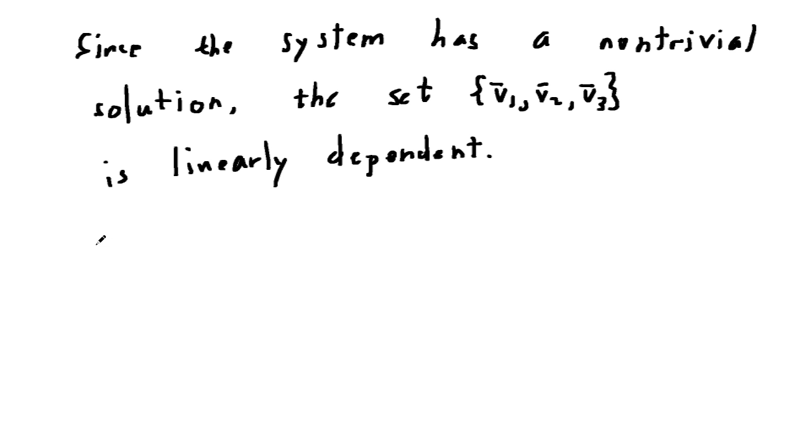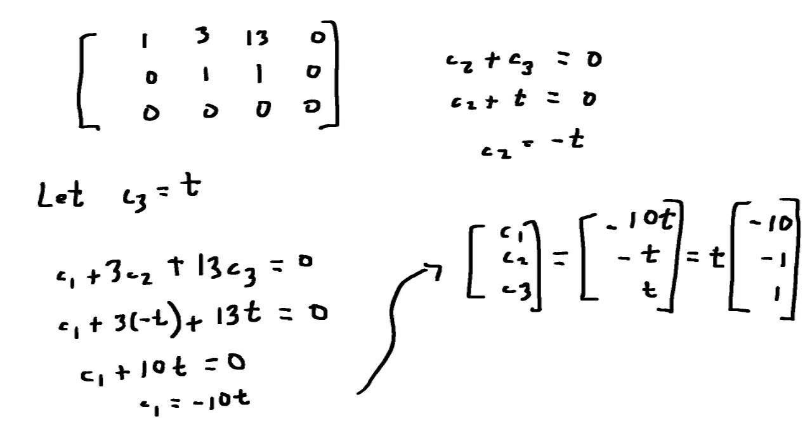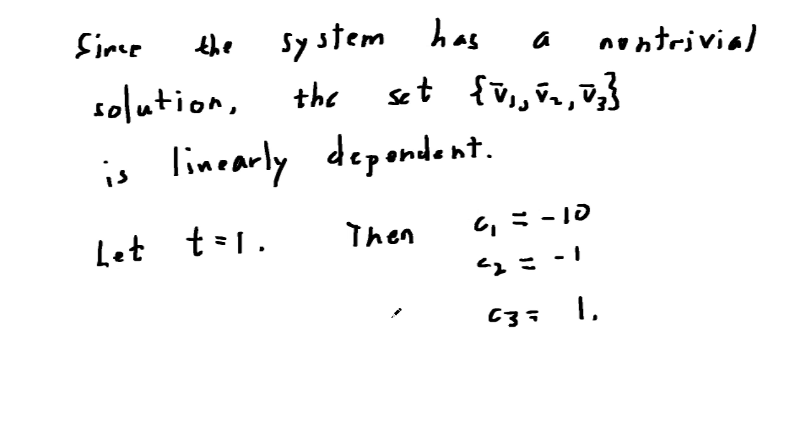So for example, let T be 1, then C1 is minus 10, C2 is minus 1, C3 is 1. That's from plugging in T equals 1 here. Okay, so I would just get minus 10, minus 1, 1 for my C values. Okay, that's what I have here.